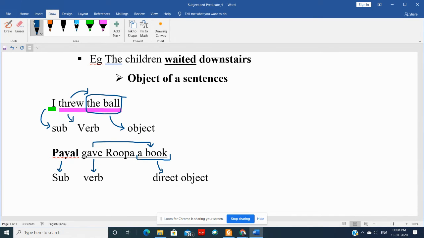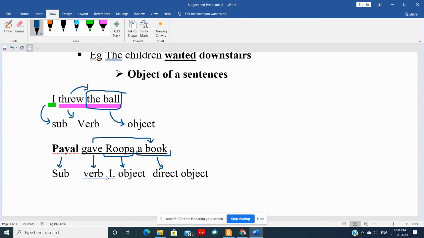So now what about this Rupa? रूपा ने बेचारी ने क्या किया? वो भी तो कुछ है. So this Rupa becomes your object. Okay. So this Rupa becomes your object. Right. So this will be your object. Or you can say indirect object. Indirect object, right?